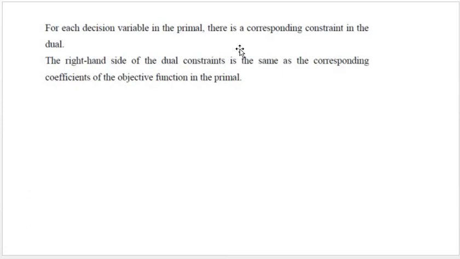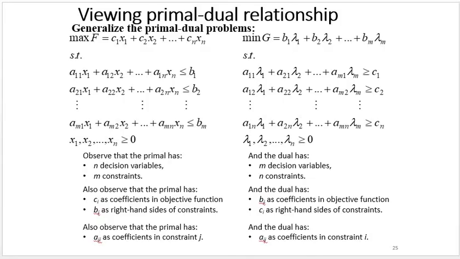For each decision variable in the primal, there is a corresponding constraint in the dual. The right hand side of the dual constraint is the same as the corresponding coefficients of the objective function in the primal. So this is the primal dual relationship.